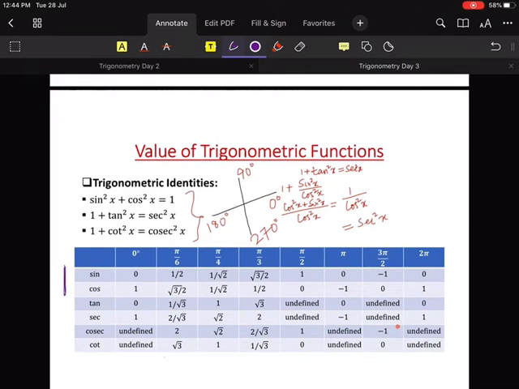The last one is our cot. Cot is what? Cos by sine. Cot is this by this. Cos by sine. So look at here. 1 by 0 will be undefined. Yes or no? Now, root 3 by 2 divided by half. Acha, one thing. Cot will be the opposite of tan. So let's do.